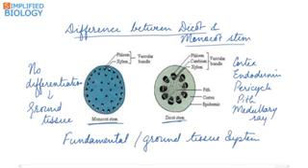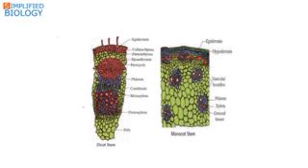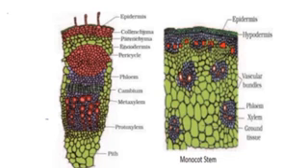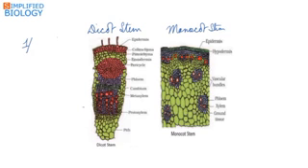Then the next point, the vascular bundle in monocot is scattered, but in dicot it is arranged in a ring. The number of vascular bundles is less in dicot, but it is numerous in monocot. All the vascular bundles are of uniform size in dicot, but in monocot those near the periphery are smaller in size and bigger in the center of the tissue.